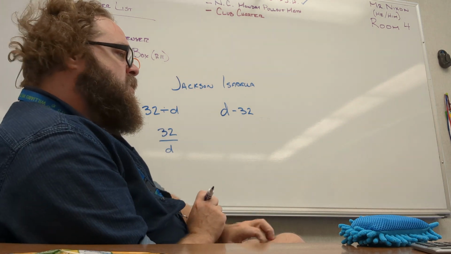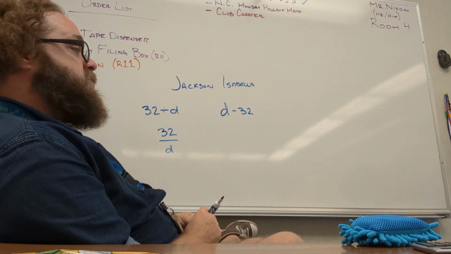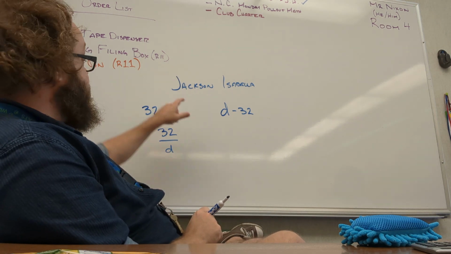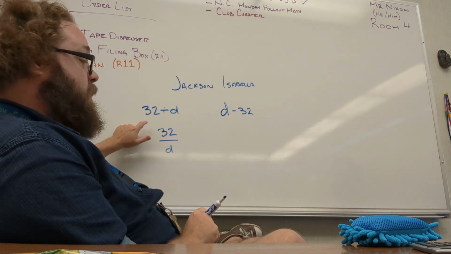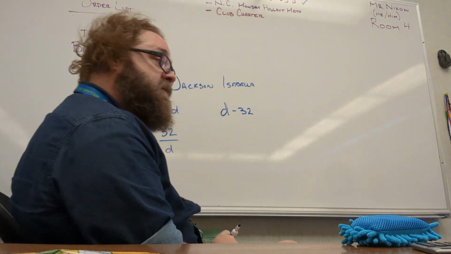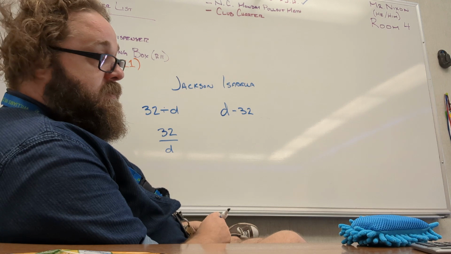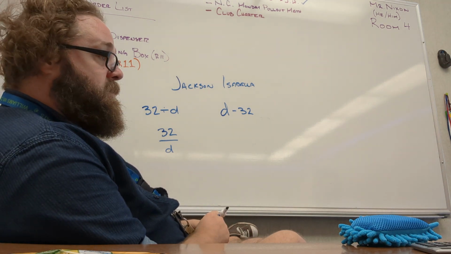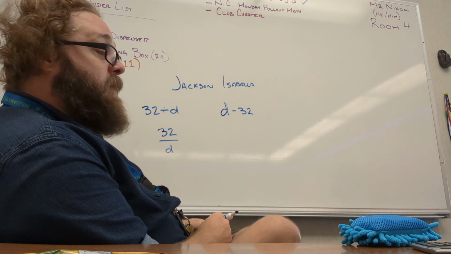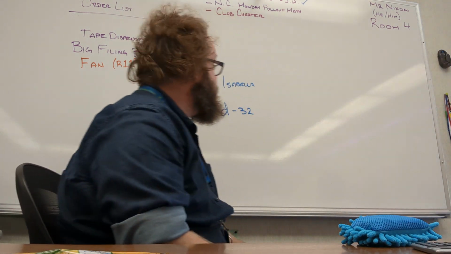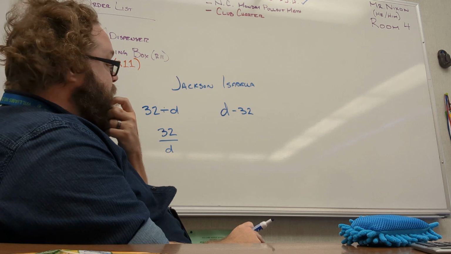But this is division, and Isabella did subtraction, D minus 32. So which one is the quotient? Jackson, because he did division, right? So this is the right one. So what does the question ask you? Which student was correct? What was the incorrect student's error? For the fill-in question, which student was correct? Jackson. Okay, plug that in.